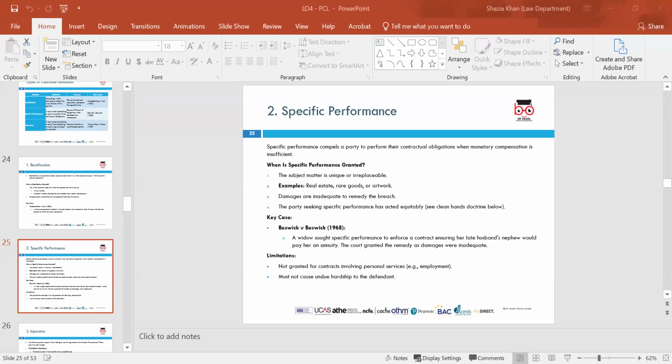Another case which is quite popular in regards to specific performance is the case of Rainbow Estates Limited and Tokenhold Limited, 1998. This case highlighted the limits of specific performance concerning contracts involving personal judgment or services. The court was reluctant to grant specific performance where it would require ongoing supervision or involve subjective assessments.